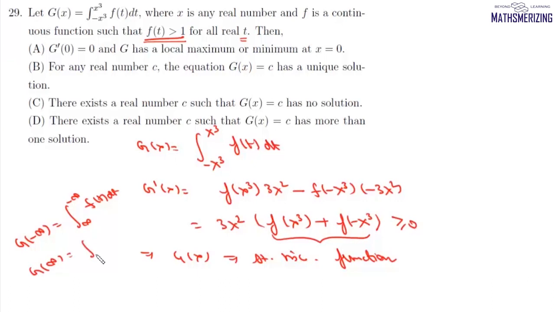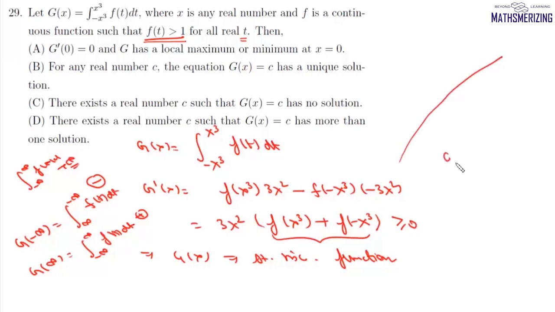Now if we consider g(-infinity), this value will be the integral from infinity to -infinity of f(t) dt, and g(infinity) will be from -infinity to +infinity of f(t) dt. Now since it is a strictly increasing function, this value must be negative, and this value must be positive. And this integral from -infinity to infinity of f(x) dx approaches infinity as f(t) is a positive function. So this g(x) takes values from -infinity to +infinity, and it is strictly increasing.